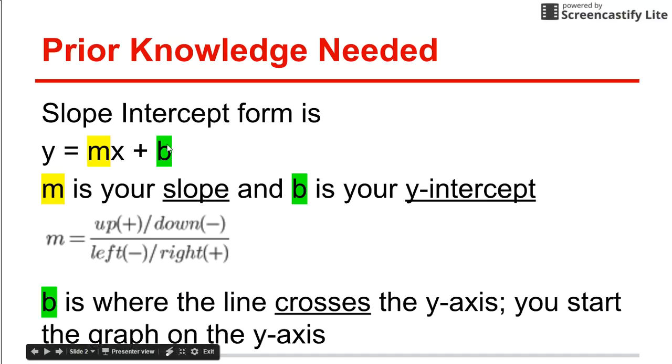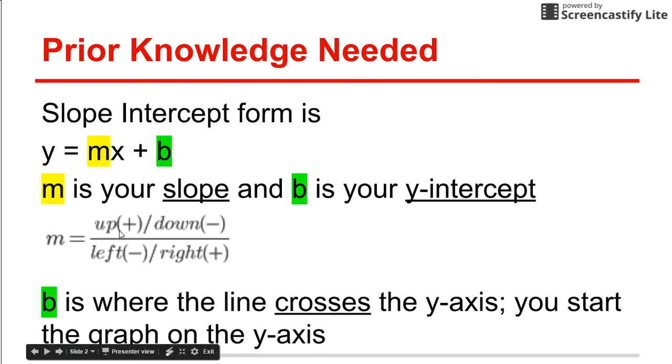What I want you to remember is that slope-intercept form is y equals mx plus b. It's really important that you remember that m is your slope. That's what's going to tell you how to move on the graph. Your slope is a fraction. If it's not a fraction, you need to make it a fraction, and the way you do that is by putting the number over 1. If it already starts out as a fraction, that's even better. So m is our slope.